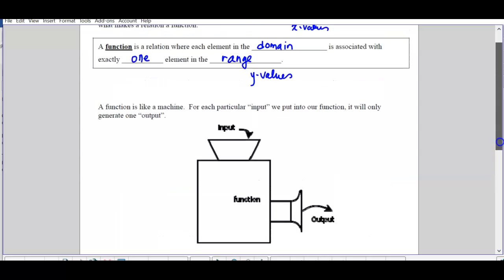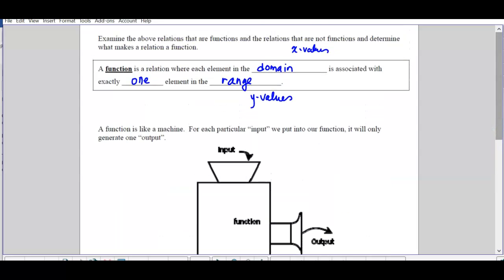Where did we fill it in? Here, in the box. A function is a relation where each element in the domain is associated with exactly one element in the range. If we ask this on a test, for every x value, there is only one y value. But this is actually the best definition because you don't know what x and y is. We may very, very likely ask that on a test.